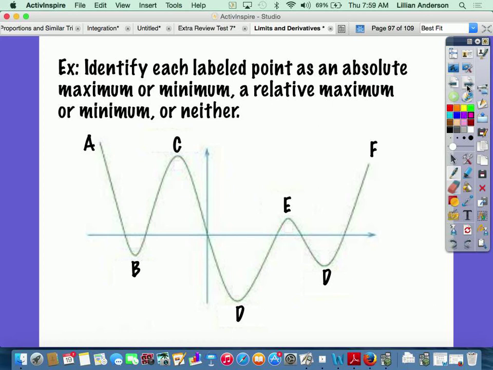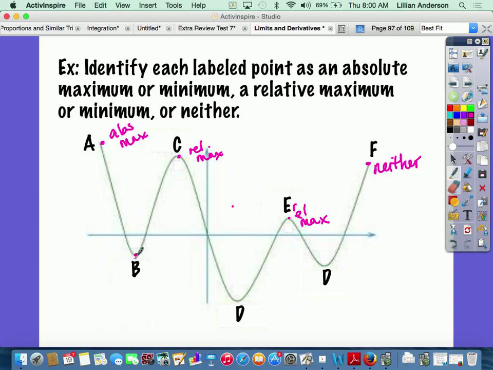So right here, A and F, they do represent endpoints, and so A would be our absolute maximum because this is the highest point amongst the entire curve. C would be a relative max, E would be a relative max, and F, the truth of the matter is that F is an endpoint. However, it's not our absolute endpoint, and so in that case, this would be neither absolute or relative, okay? The only time that a neither would occur is if we're looking at an endpoint.